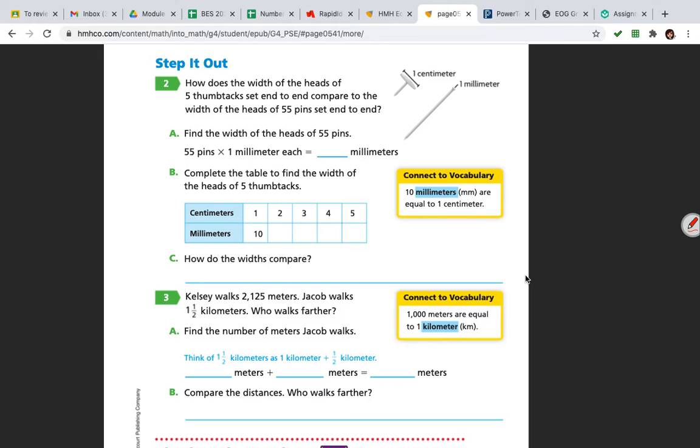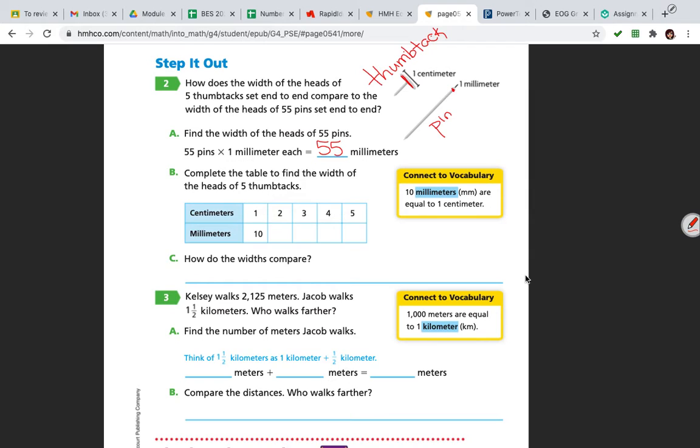Okay, number 2 says, how does the width of the head of 5 thumbtacks, so 5 of these, this one's a thumbtack, this is a thumbtack, set end to end compare to the width of the heads of 55 pins? This is the pin. That's 1 millimeter compared to 1 centimeter in this picture. It says find the width of the heads of 55 pins. Well, if we have 55 of these, they're pretty tight, they're pretty tiny. So we'd say 55 times 1 millimeter equals 55 millimeters.